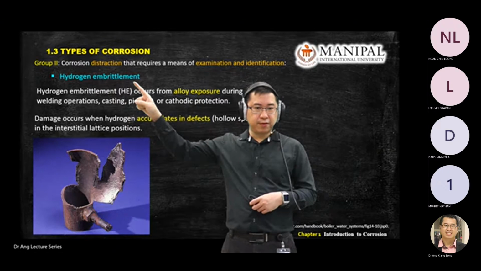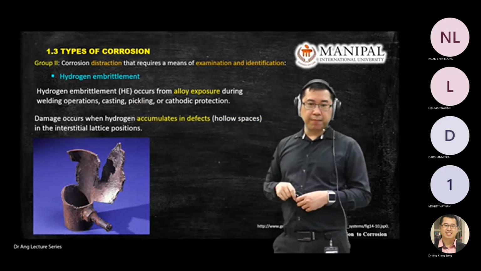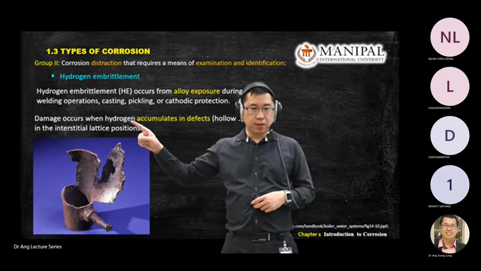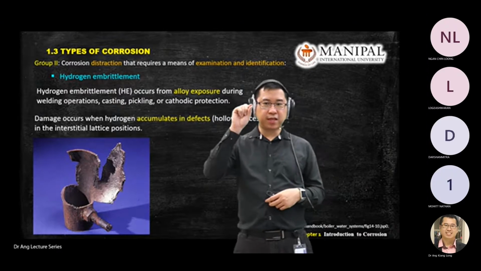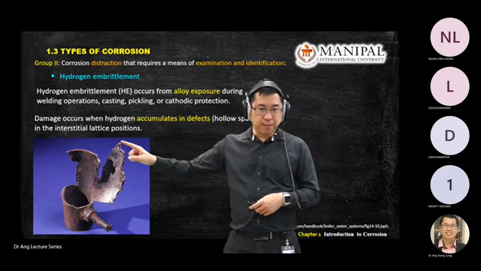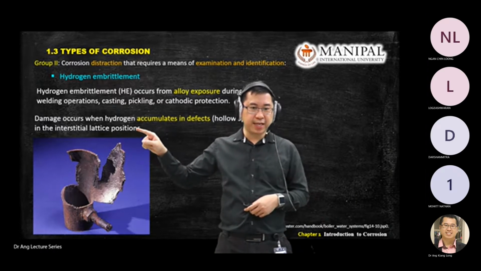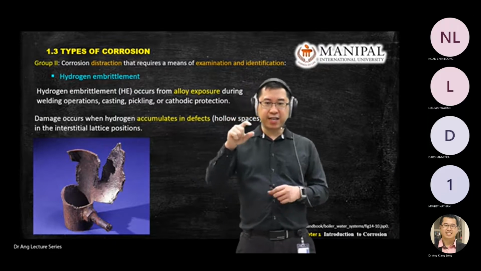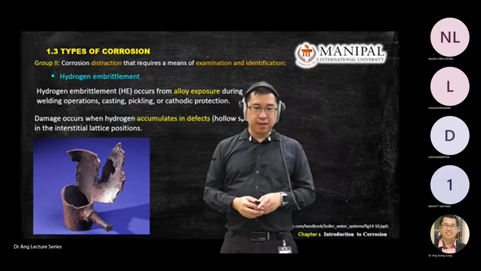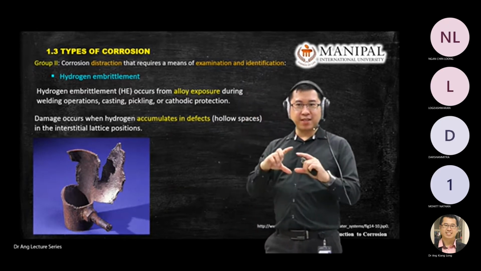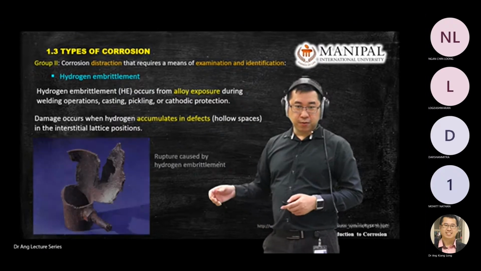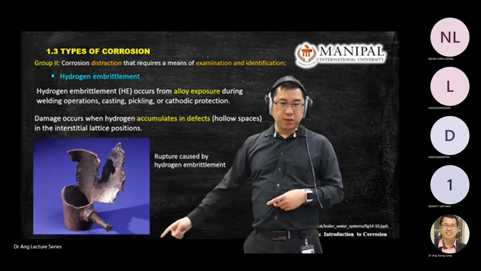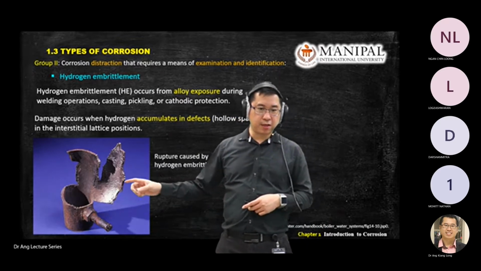From the name itself, you see the element that triggers the embrittlement, which is hydrogen. Hydrogen, H2, accumulates in the space, in the tiny holes in the structure. A more technical way to say it is the hydrogen will hide inside interstitial lattice positions, meaning it hides inside the structure. When you talk about metals, it's a lattice or structure, right?